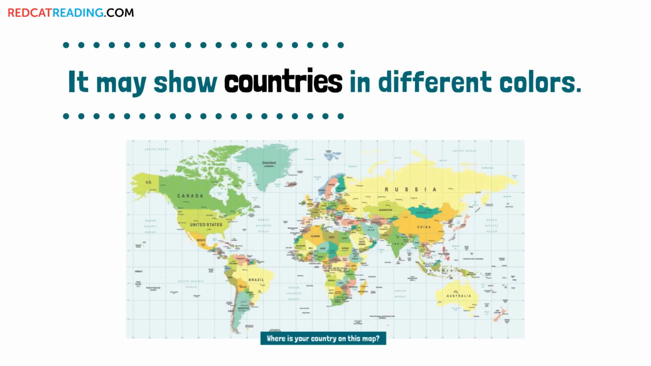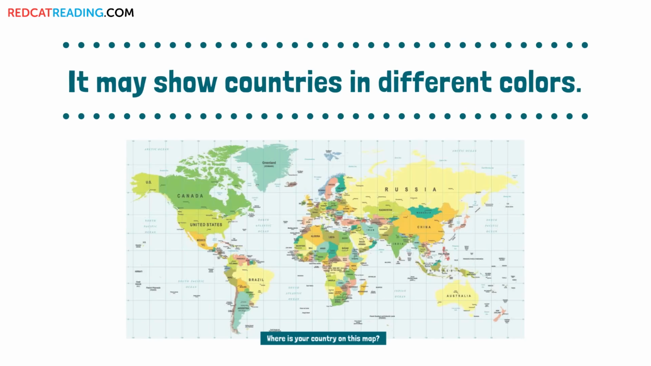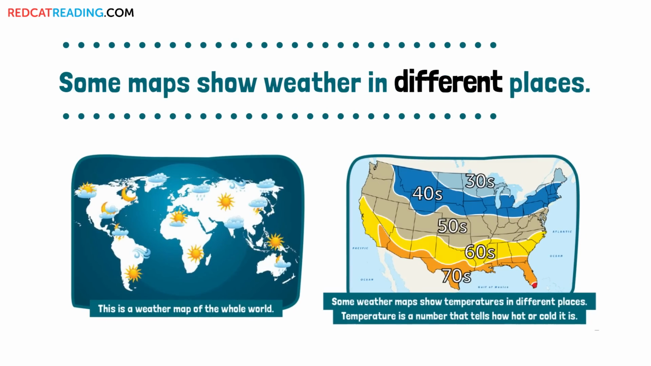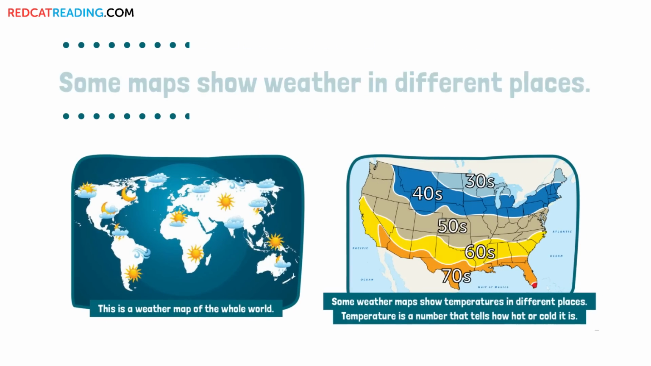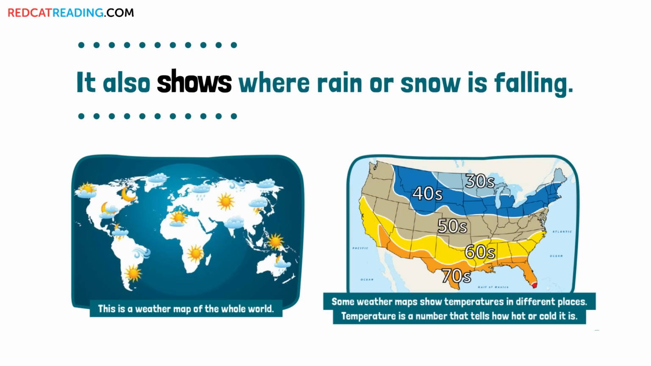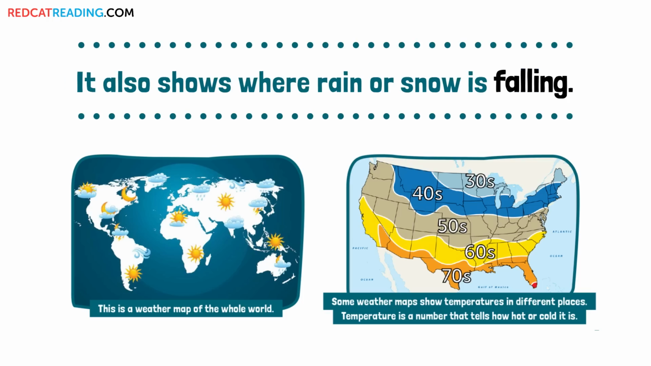It may show countries in different colors. Some maps show weather in different places. This map shows where the sun is shining. It also shows where rain or snow is falling.